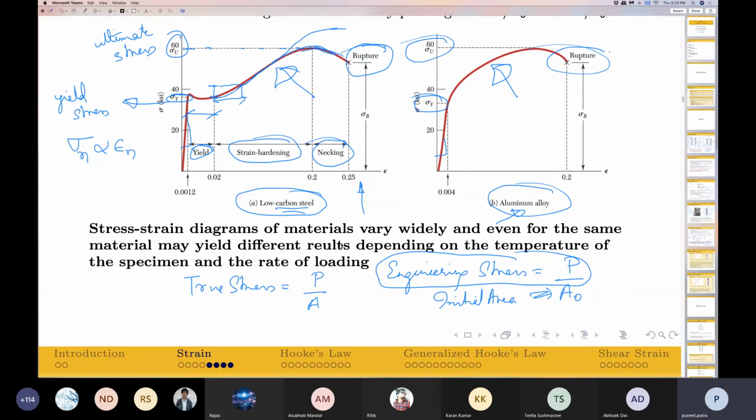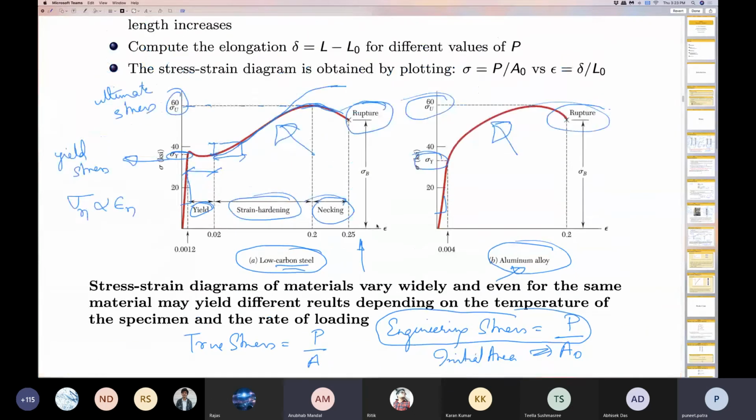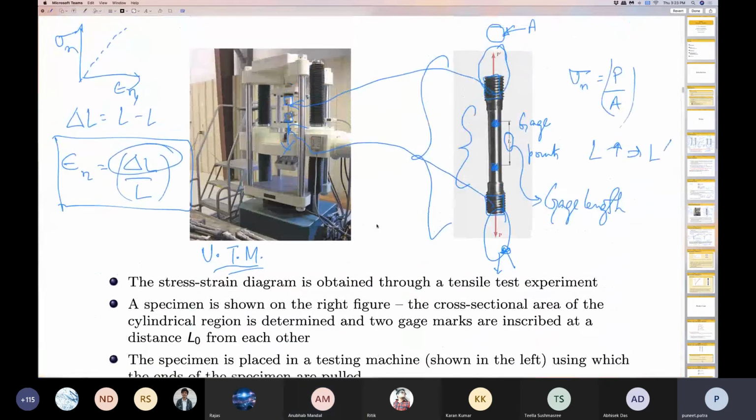Excuse me, sir. Yeah, go ahead. So then what leads to the decrease in the stress? The force and area. Why doesn't it remain constant, sir? It decreases. So after ultimate it decreases. You have a very valid question.